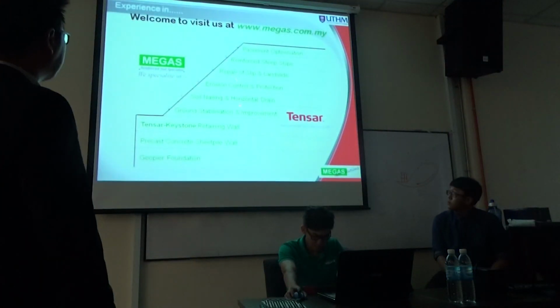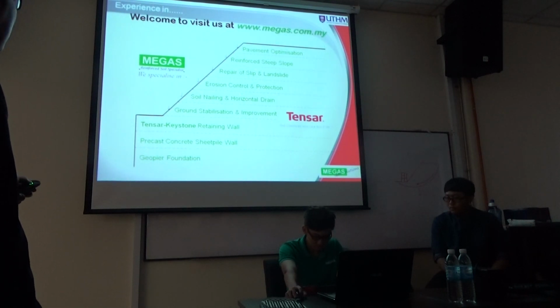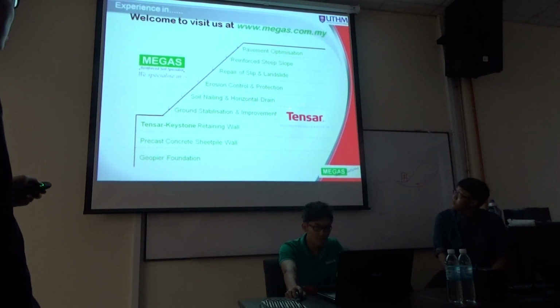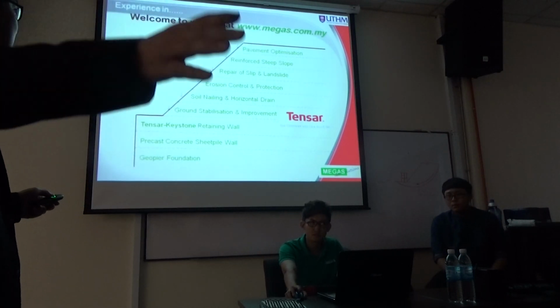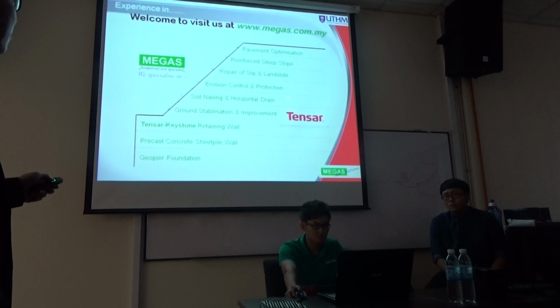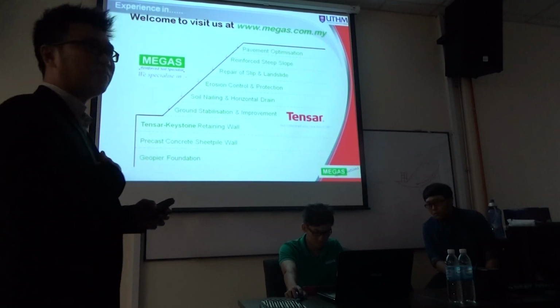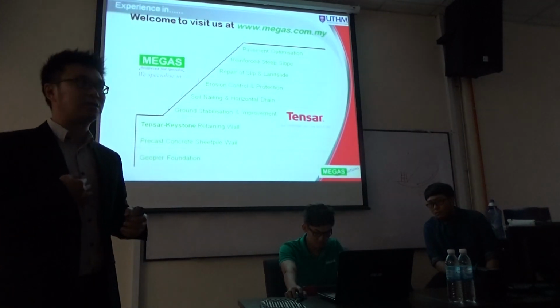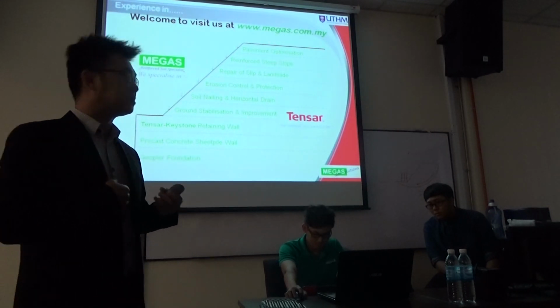This is basically the services and experience my company has. You can see two logos here. One is the product you have over there, which we call Hansa, one of the manufacturers of geogrid. The other logo, MEGAS, is where I come from. My company is MEGAS Solutions, Sendirian Berhad. In short, you can call us MEGAS.